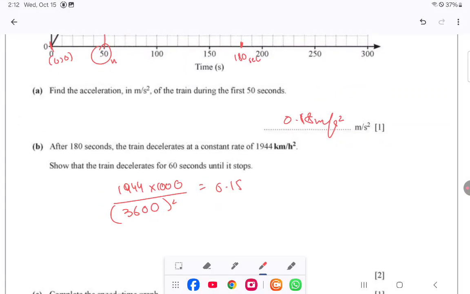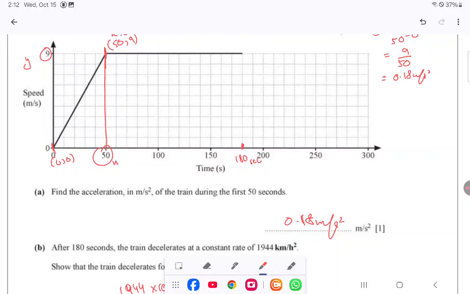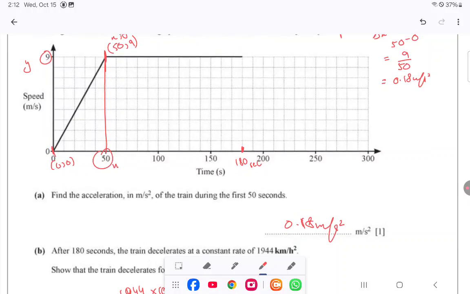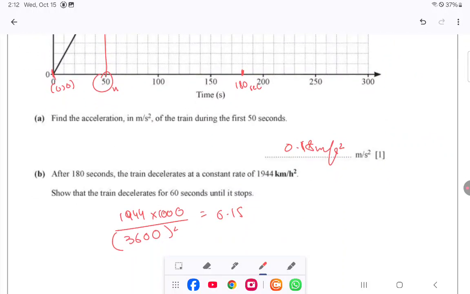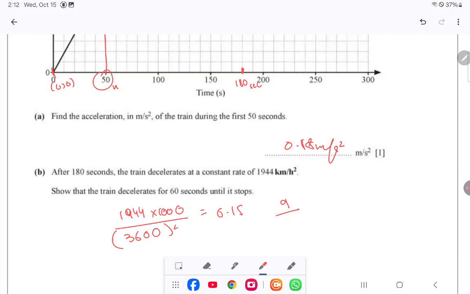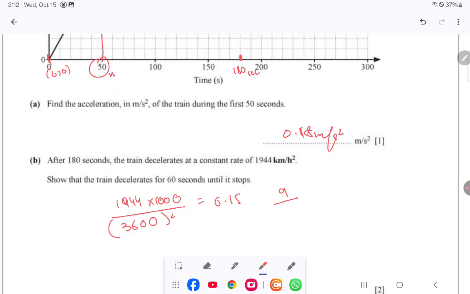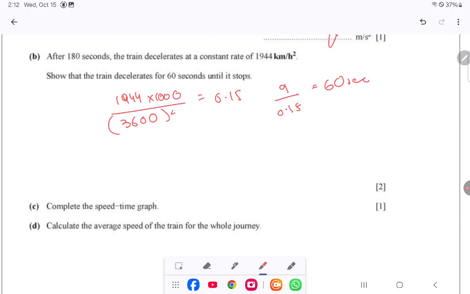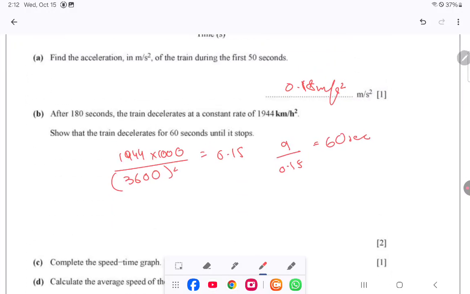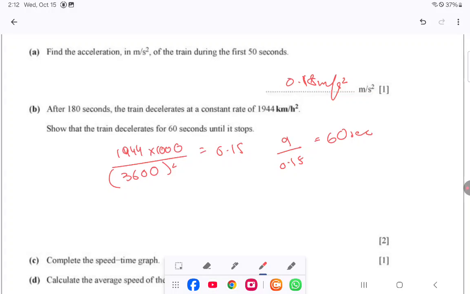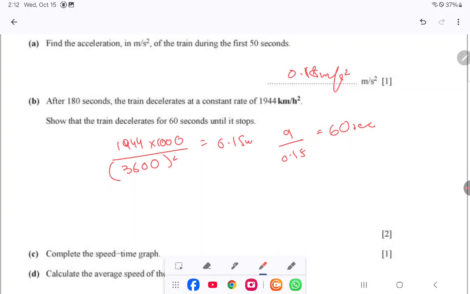Now what we have to do is divide it with the y value, which is 9, over 0.15. This will give you the answer of 60 seconds. This is the B part. Now for the C, this is also our acceleration.